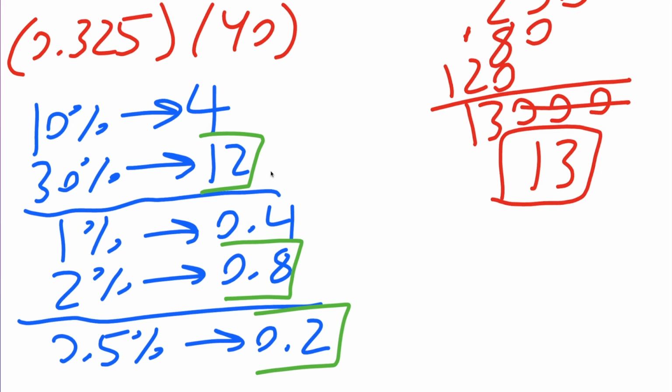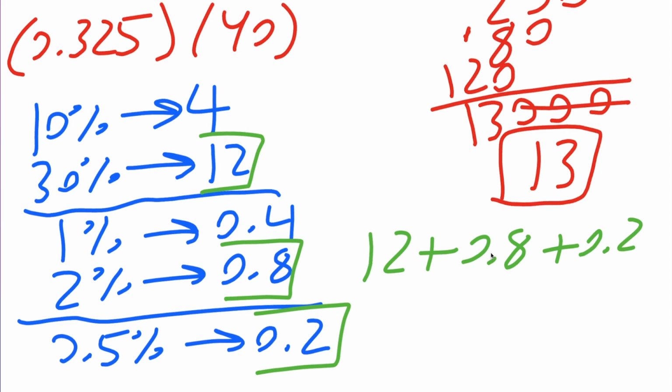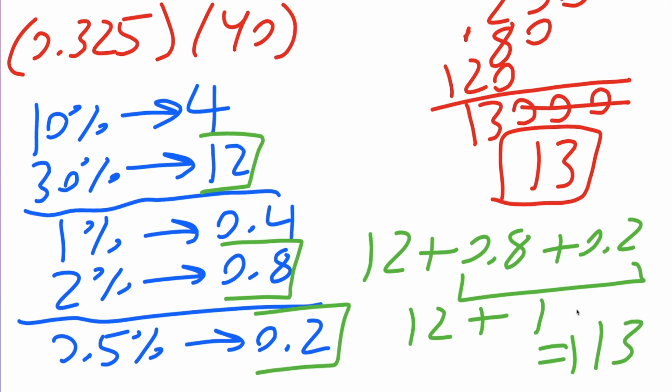Now we just need to add. So 12 plus 0.8 plus 0.2. 0.8 plus 0.2 is a regular 1. So 12 plus 1 is 13. And it matched. And that's all we need to do to solve percent kind of problems.